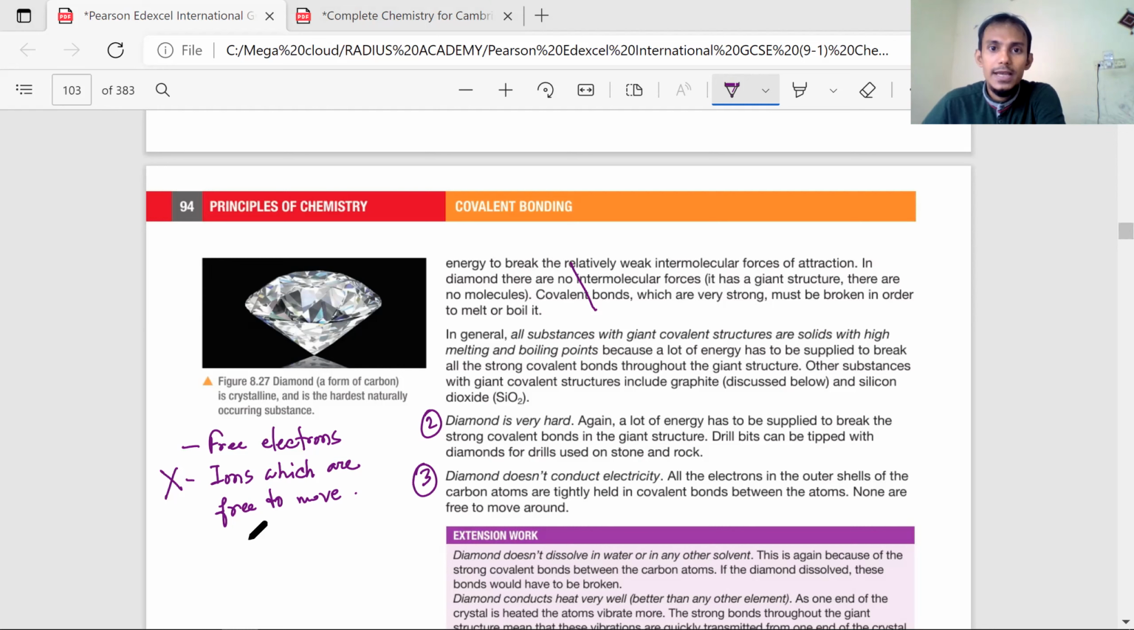Number 2, free electrons. Diamond is 2, 4, and all the 4 electrons which are present in the outer shell are already occupied to make covalent bonds. So there are no free electrons present in diamond. Do you understand? All the outer shell electrons are already busy making covalent bonds. So no free electrons present.